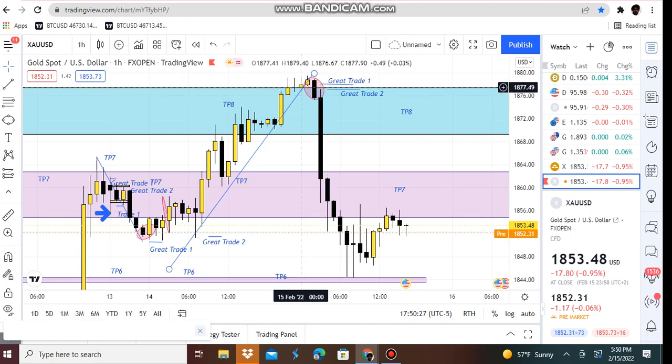After rejecting off, price goes up to take profit 8, then rejects off of take profit 8, shows us this bearish engulfing pattern, and then starts heading back down to take profit 7. We see a long black candlestick hanging down to take profit 7. This lets us know that sellers are in control from 1878, 1877, even 1875. You could have rolled this all the way down to take profit 7.